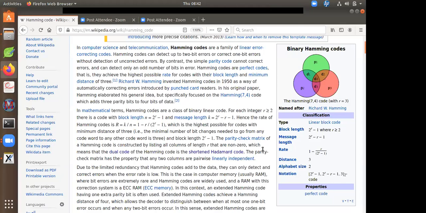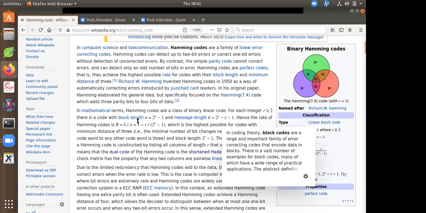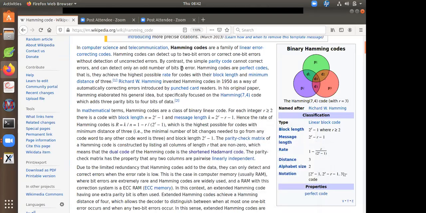Yes. So there is a classification. Are you able to see the type, linear? What is the type of this code? It is a linear block code, first thing. I am just observing this table. It is a block code. What is the length of the block? Block length is 2 power r minus 1, for r greater than or equal to 2.